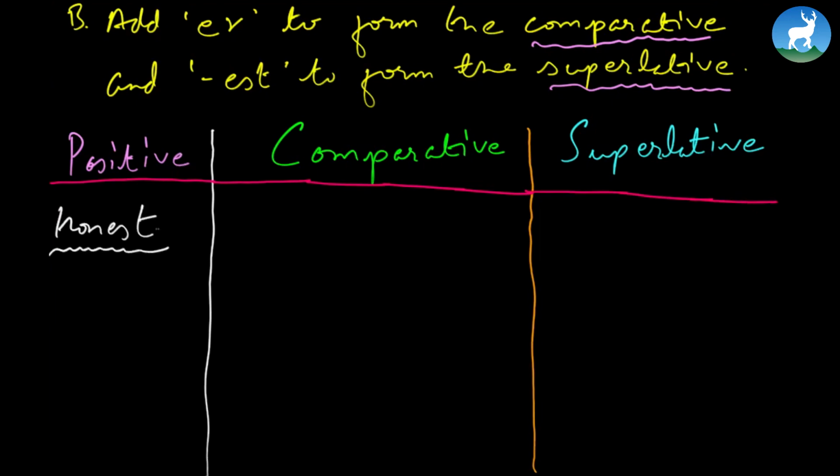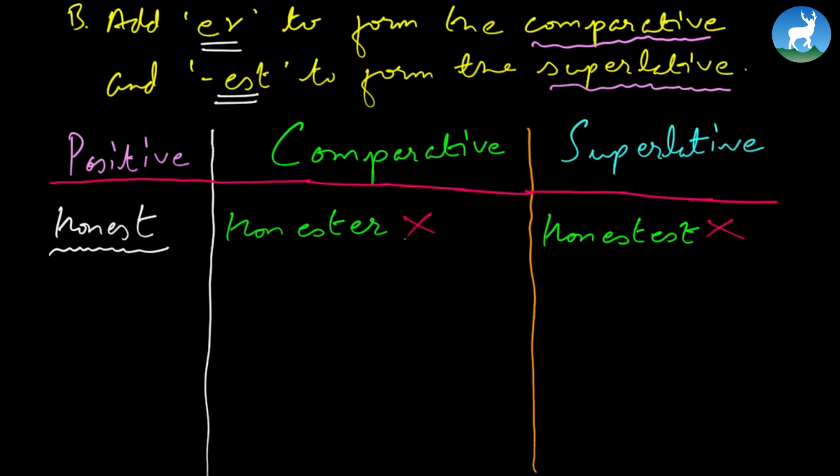Okay, the first form, honest. Now, as per the question, it says add er and est. Add er to form comparative, est to form superlative. But if I write honester in comparative, and honestest in superlative, now as per the heading, I should be right. The heading says add er and est to form comparative and superlative. But if I add er and est as said by the heading, I am going to get it wrong, because this doesn't apply every time.